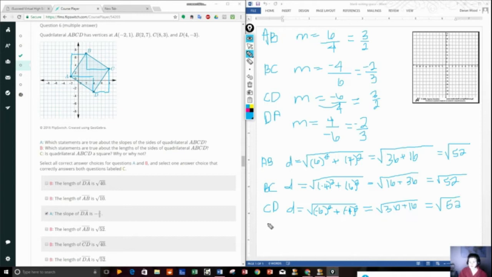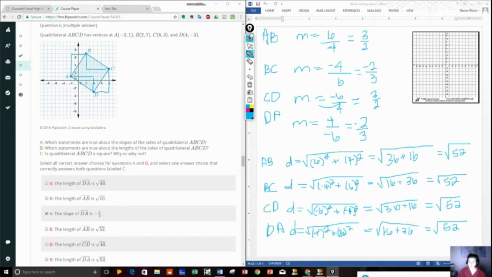So then the length of DA, what is its distance? The distance formula is equal to the square root of the vertical distance, which was 4 squared, plus our horizontal distance, negative 6 squared, which equals the square root of 4 squared is 16 plus negative 6 squared is 36, and we have equal to the square root of 52.